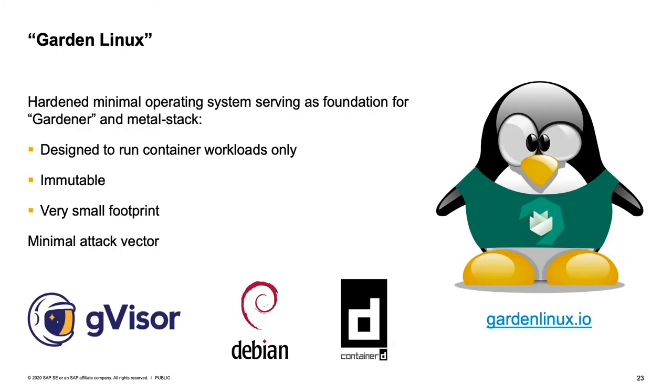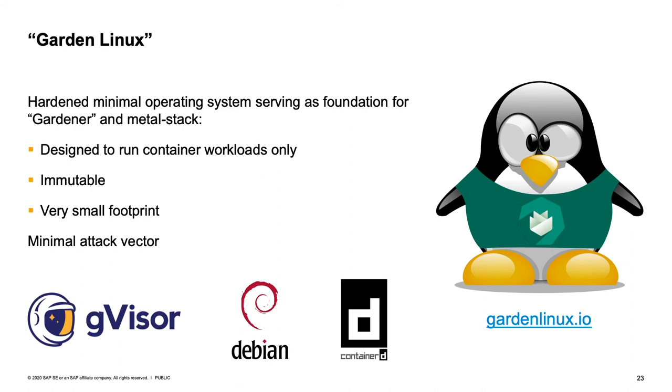Okay, so then my favorite project is Garden Linux. Garden Linux is a hardened minimal operating system that serves as the foundation for Gardener and the Metal Stack. And we actually started that in February when the Corona restrictions kicked in here in Germany. It's based on Debian, but it's a very minimal Debian. And since that was not available before, we actually have a lot of interest in that. Because it is designed to run container workloads only. So it has nothing else in it that it doesn't need. And this makes it smaller and makes it more secure because it has fewer components that can have vulnerabilities.